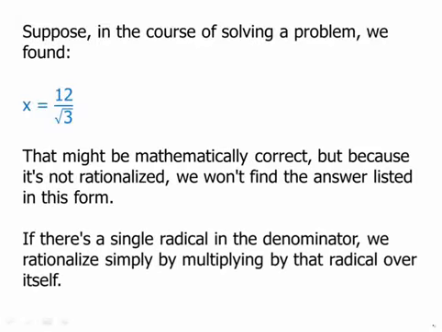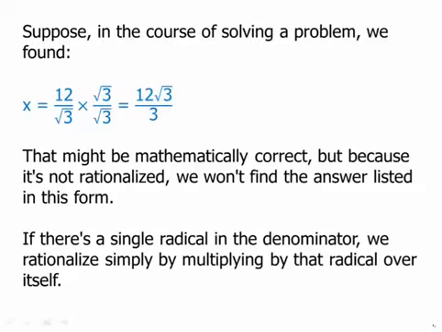If there's a single radical in the denominator, we rationalize simply by multiplying by that radical over itself. So we're just going to multiply by the square root of 3 over the square root of 3. In the denominator, we get root 3 times root 3. Well, think about this. Root 3 is the number which, when we square it, we get 3. So here we're multiplying it by itself, so it becomes 3.